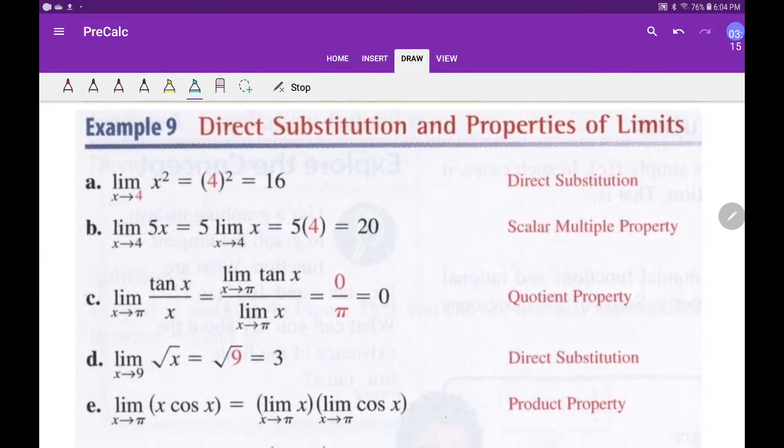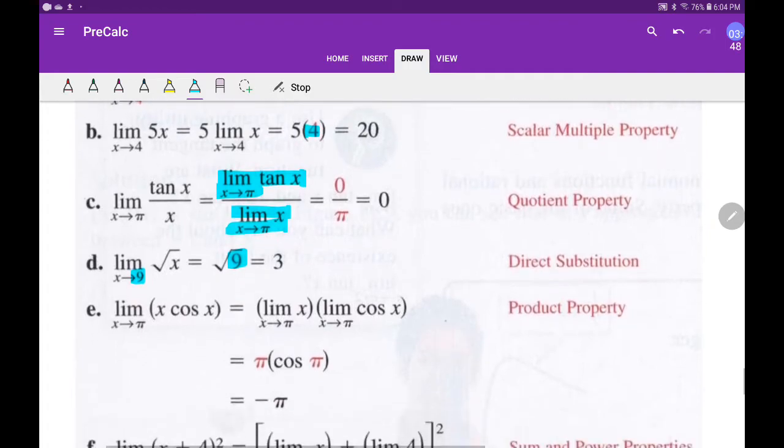I'm wondering what happens when x is getting close to 4. We'll plug 4 in and see what happens. You get 16. What happens when x is getting close to 4? I plug in 4 and see what happens. I get 20. Okay, that's it. Here I say I could take the limit of the top part and divide it by the limit of the bottom part, and it turns out I get 0. Here's where I just plug it in. I plug in a 9. I'm all good to go.